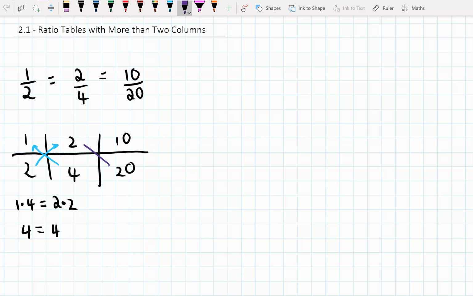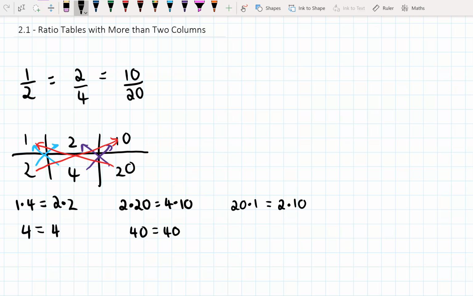So if we instead do this combination, then what we see is 2 times 20 is equal to 4 times 10. 2 times 20 is 40, and that's equal to 40. And we know that that's also true. We can go one step further and we can multiply all the way across. Okay, so in this third example, we get 20 times 1 is equal to 2 times 10. 20 times 1 is 20, and that's equal to 20.